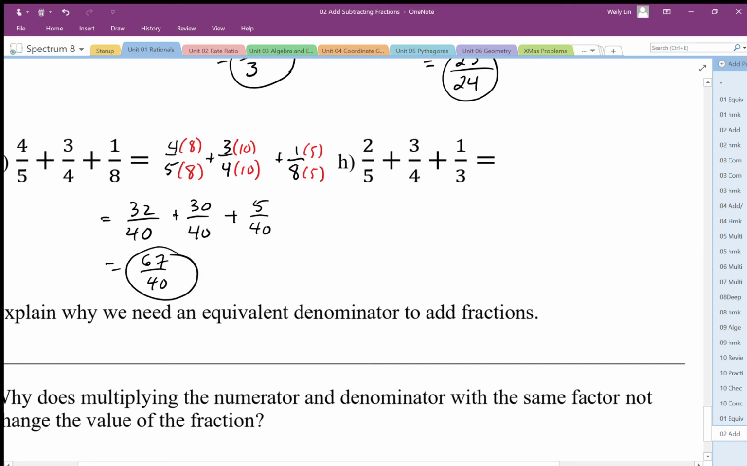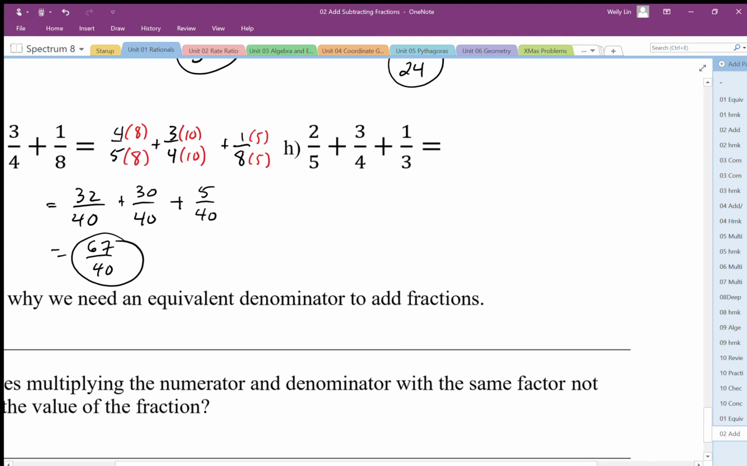And again, you do not need to put it into a mixed number for me. In fact, I prefer the improper fractions.